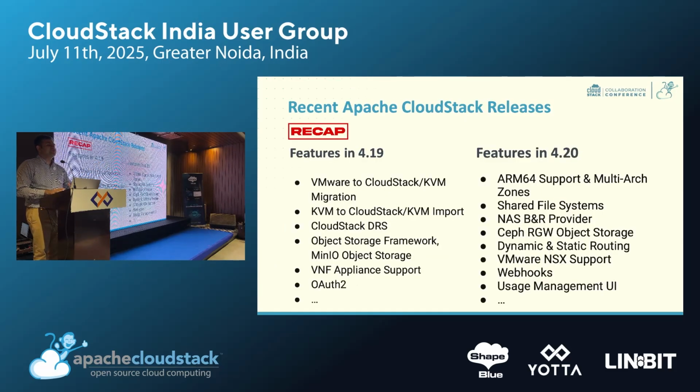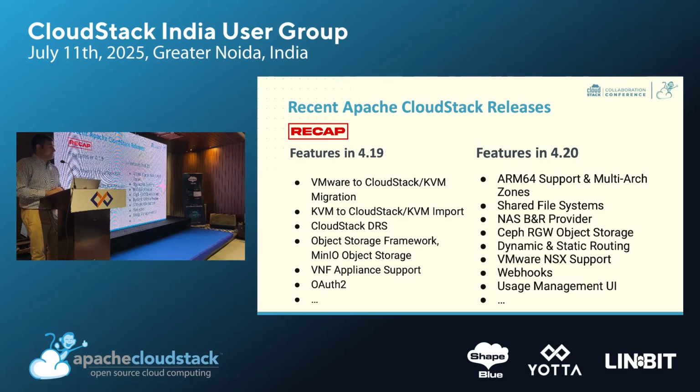These are some of the important features that we shipped in the last two releases. Now, I'm not going to list out the names because you can read for yourself. But the marquee features in 4.19 were the VMware to KVM migration, or anything which is KVM specific to CloudStack migration. We also introduced support for object storage and other features.